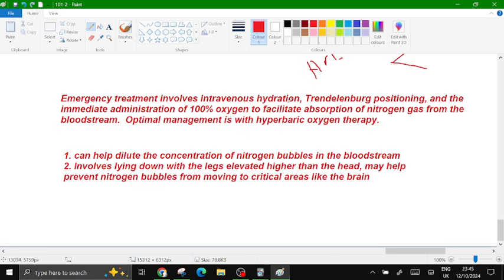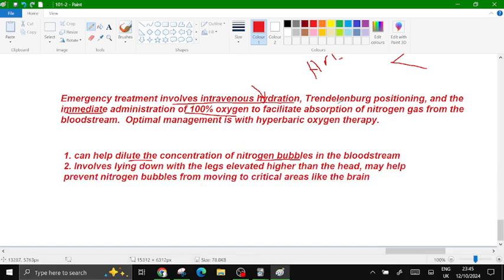How do we treat such patients? We give fluids, because the more fluid we give, the more of these nitrogen bubbles will dissolve in that fluid. And the most important thing is we give 100% oxygen immediately, because there is hypoxia in the body that we need to treat, so we give more oxygen.